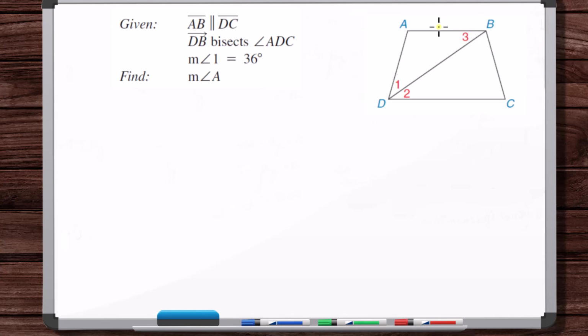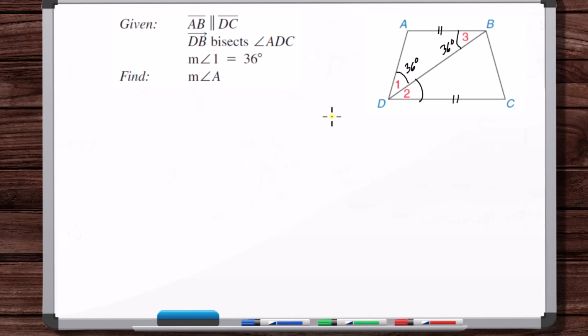Okay, so, once again, AB is parallel to DC, and DB bisects ADC, and the measure of angle 1 is 36 degrees. Find the measure of angle A. Well, once again, these are going to be congruent, 2 and 3, but then that means they're congruent to 1, so this is 36 degrees.